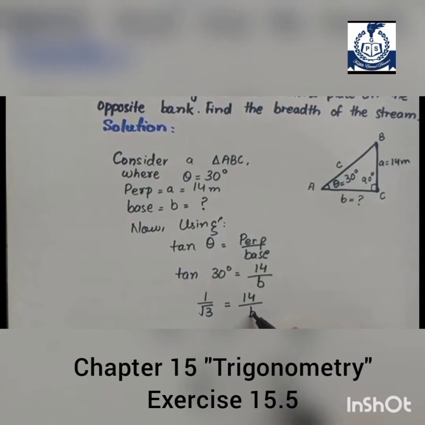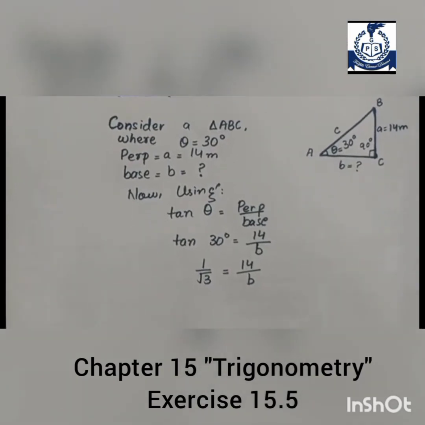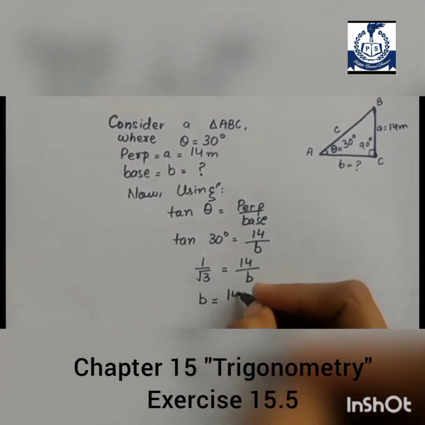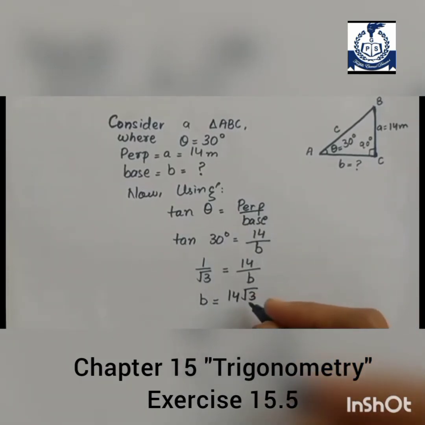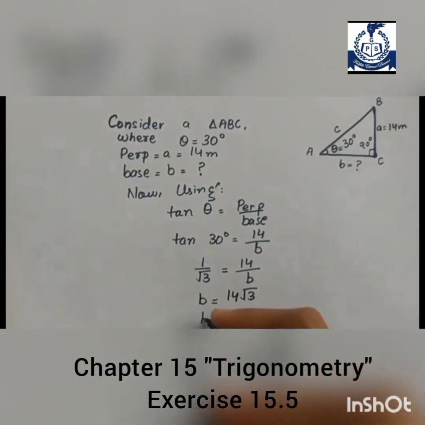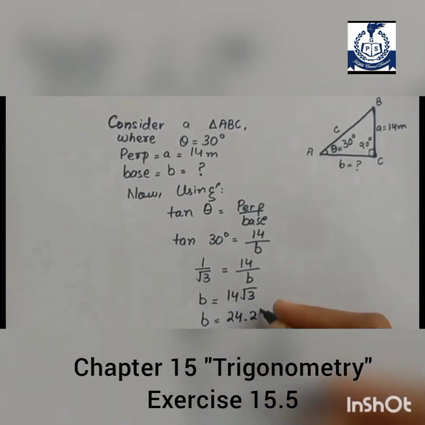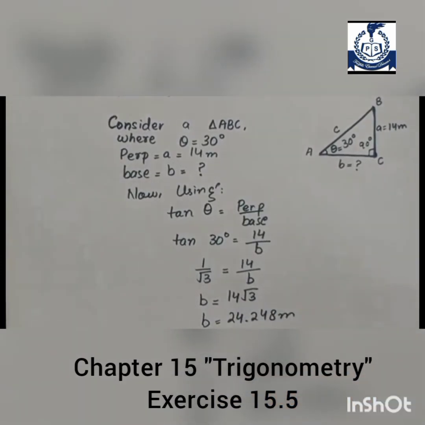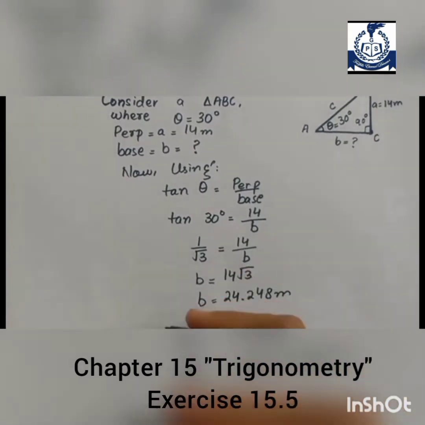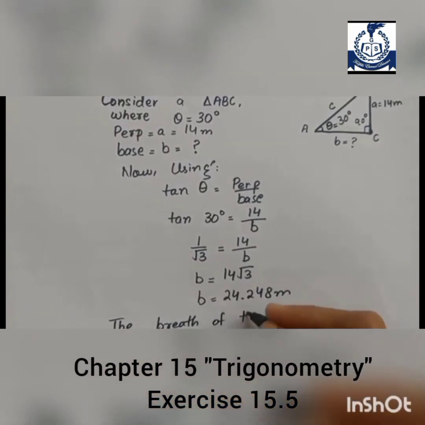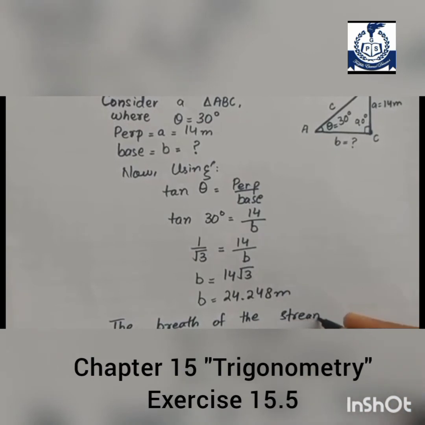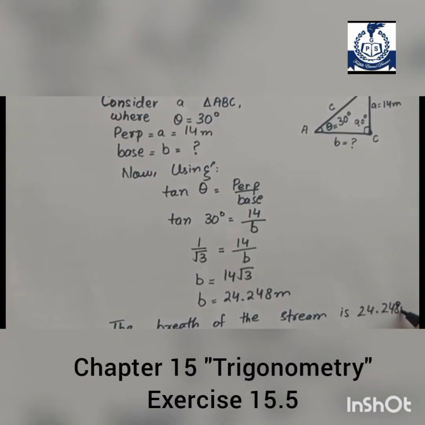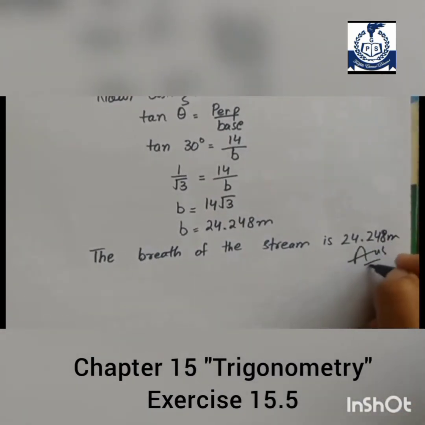Equal sign is here, so B multiply हो जाएगा 1 से and under root 3 multiply हो जाएगा 14 से. So B multiply by 1 which is equal to B and 14 multiply by under root 3. So here we multiply this, 14 under root 3, B equal to 24.248 meter. So the breadth of the stream is 24.248 meter. So here is our answer.